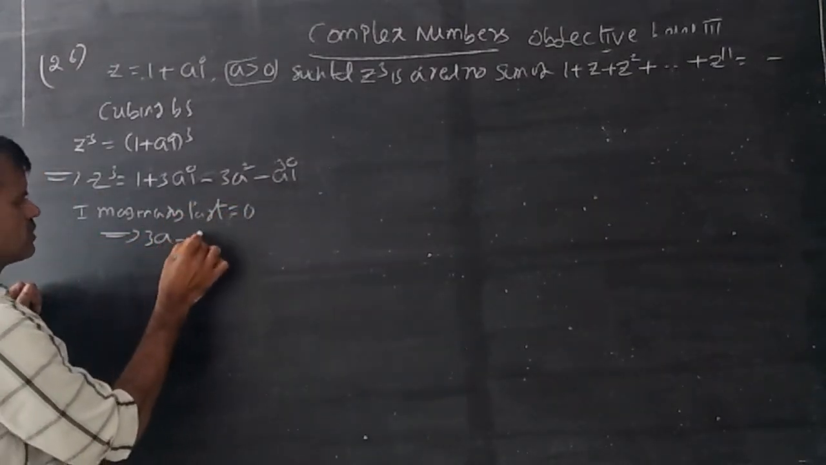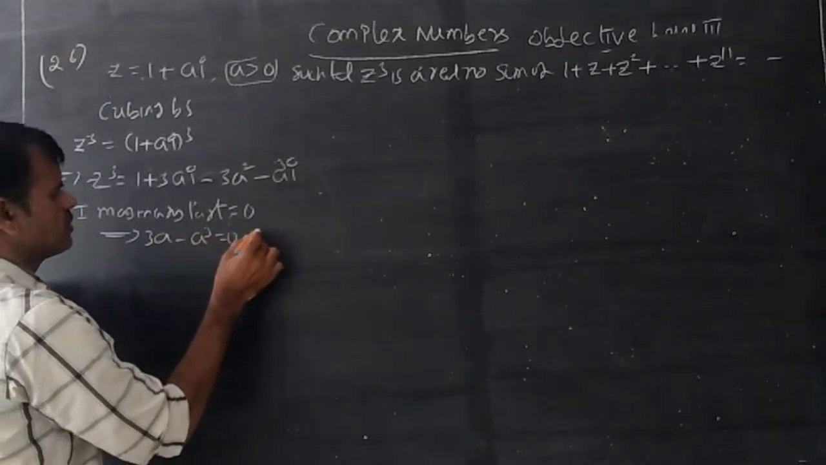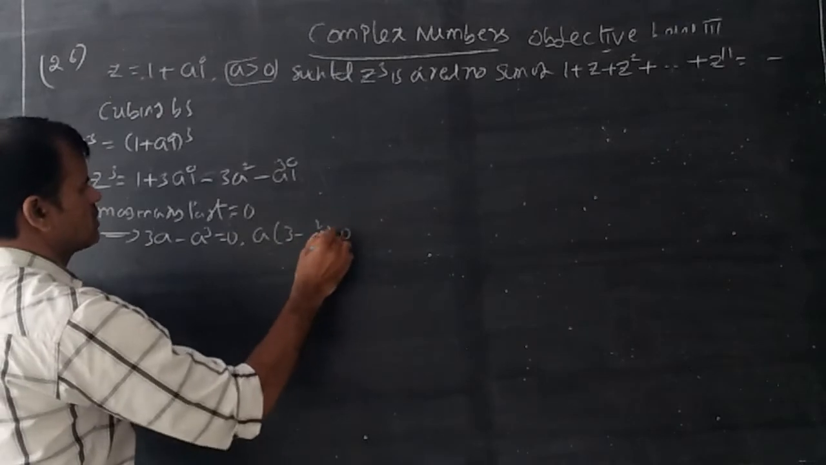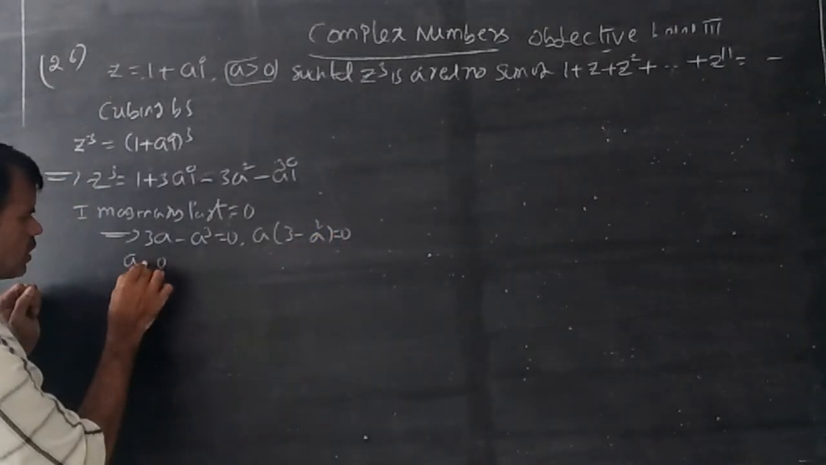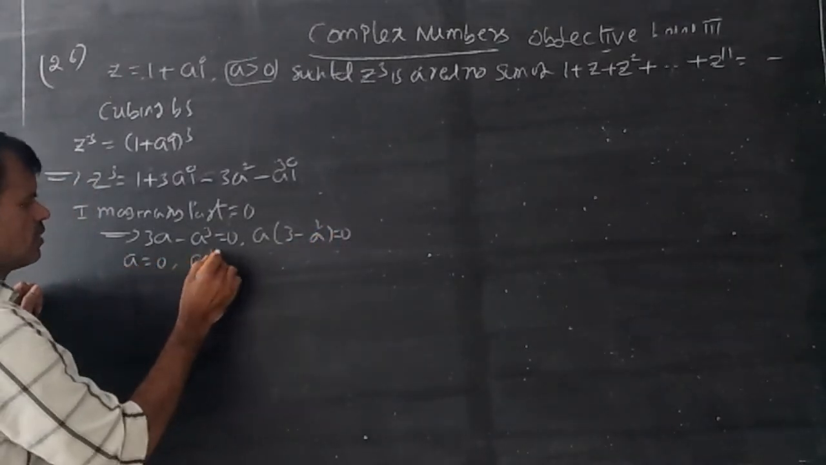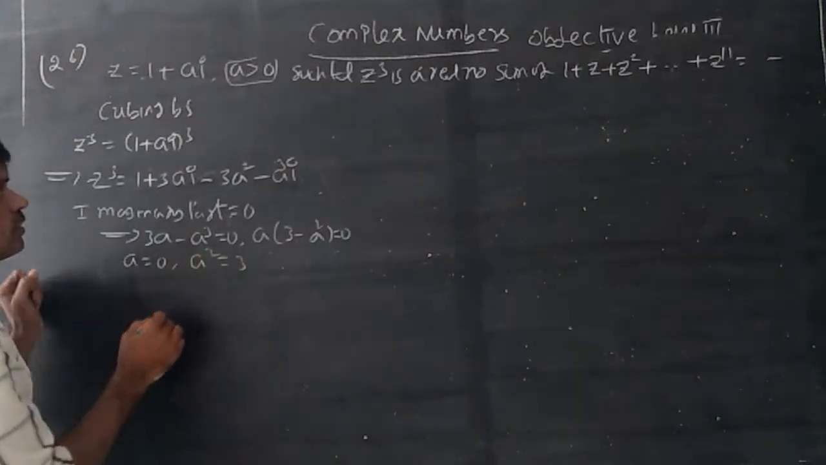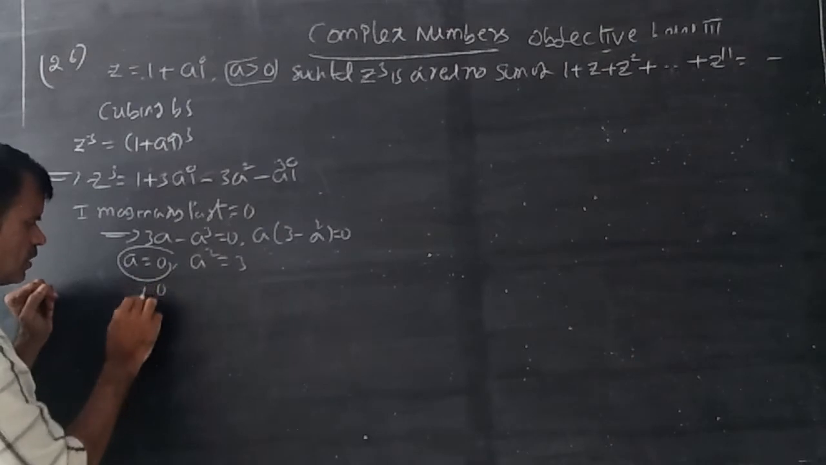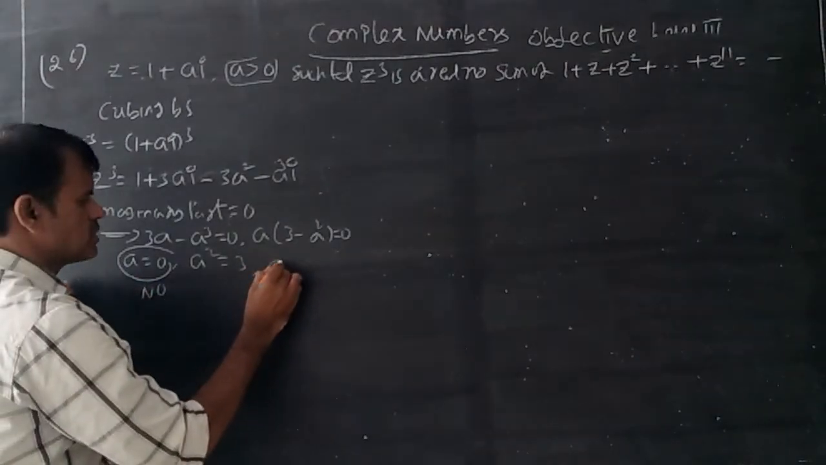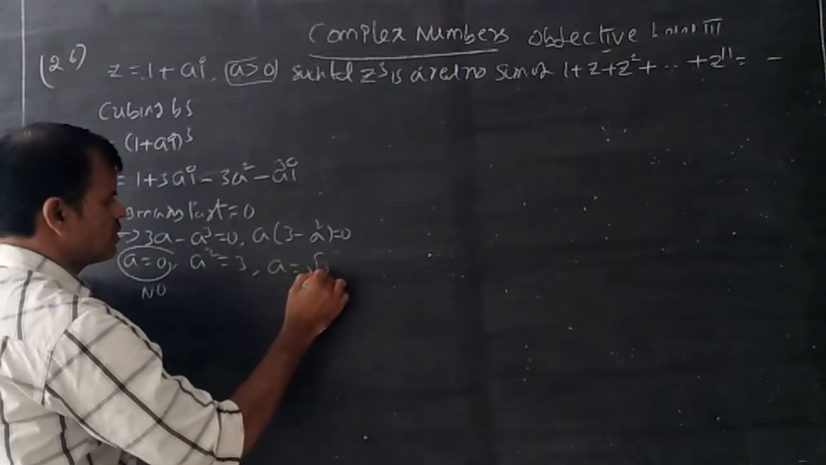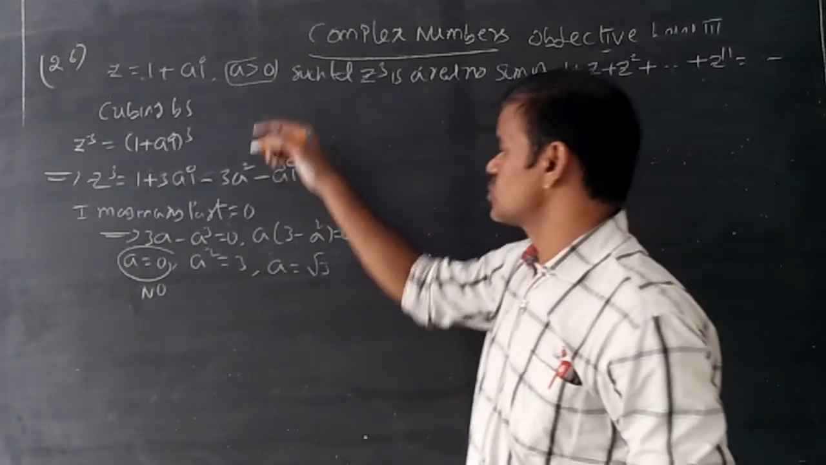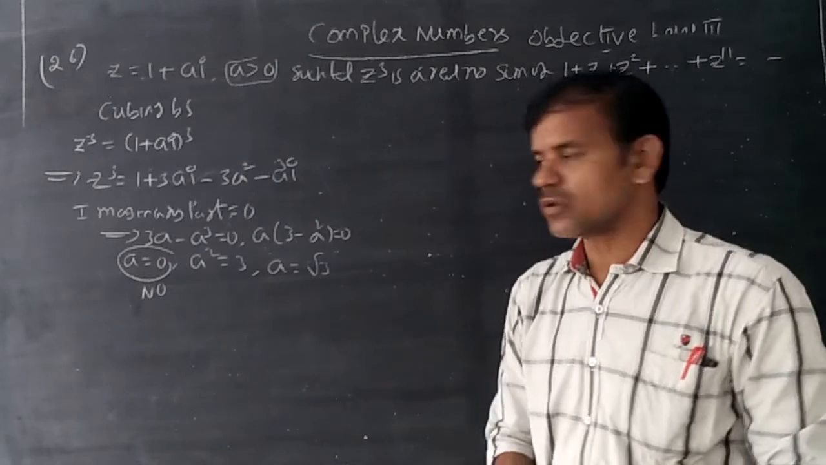So write like this: 3a minus a cube is equal to 0. Take a common: a times (3 minus a square) is equal to 0. So you get a is equal to 0, or a square is equal to 3. He said that a is greater than 0, so don't take a is equal to 0. Then a square is equal to 3, so a is equal to plus or minus root 3. Since a is greater than 0, you should consider a is equal to root 3.